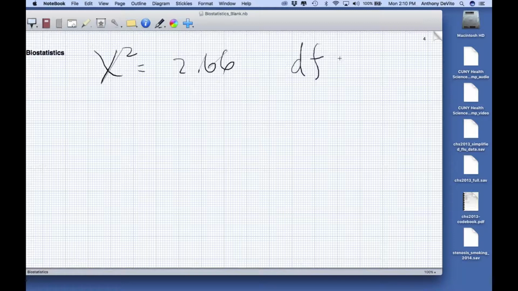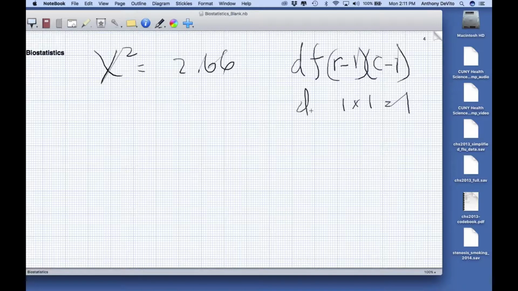Okay, so the degrees of freedom for any of these analyses is going to be equal to the rows minus 1 times the columns minus 1. So how many rows did we have here? 2. It's 1 times columns 2 minus 1, so 1 degree of freedom. That's what we have here. Right? So I have 1 degree of freedom, and I want to know how big my chi-square has to be for me to reject my null hypothesis and be 95% certain that I'm not wrong. In other words, have less than a 5% chance of being wrong.